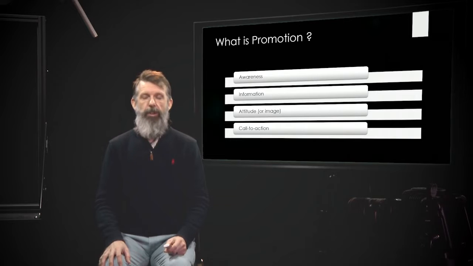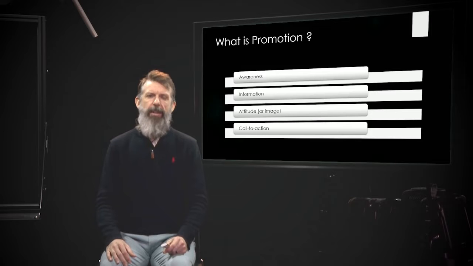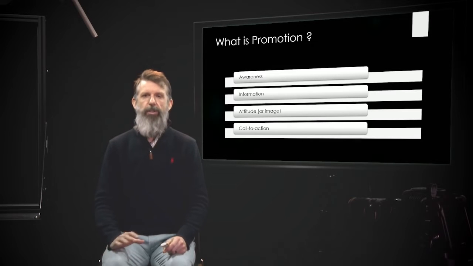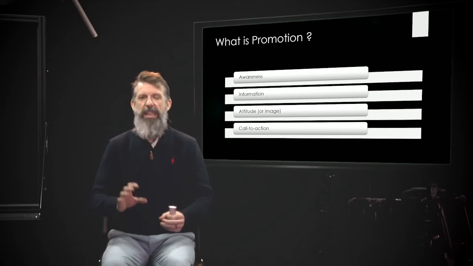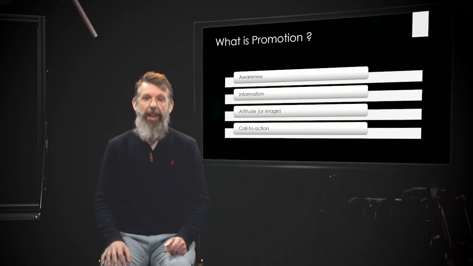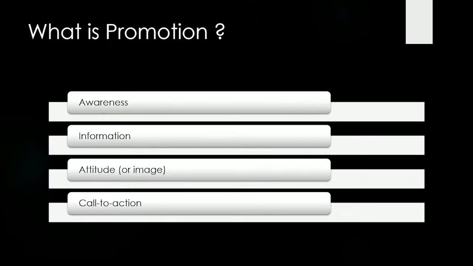So what is a promotion? This is interesting to think about. There are 4 different types you can generally talk about when you're thinking about how you're going to reach out to your customers. When you're communicating with your customers, you have 4 different ways you can strategically set up what you're saying, depending on your goal. The first one is awareness. The second one is information. The third one is attitude or image. And the fourth one is call to action.